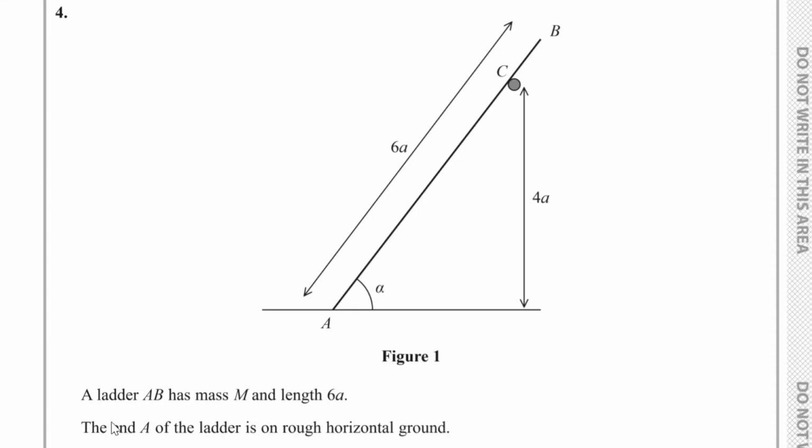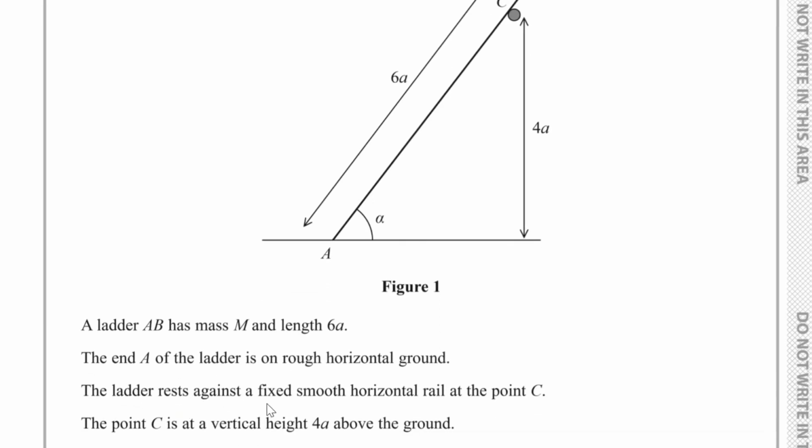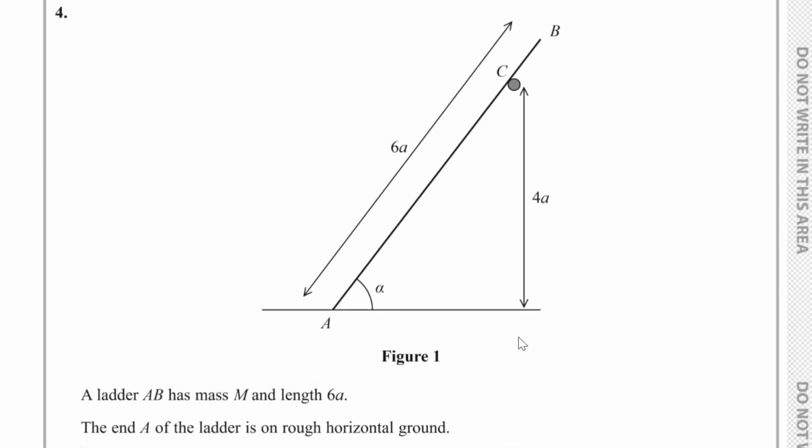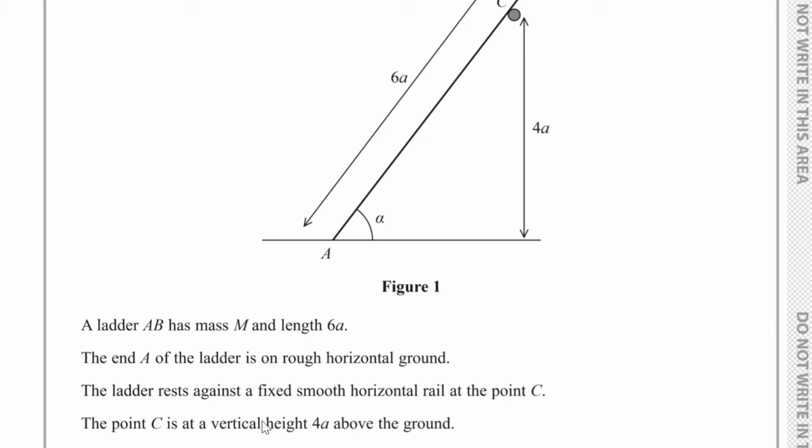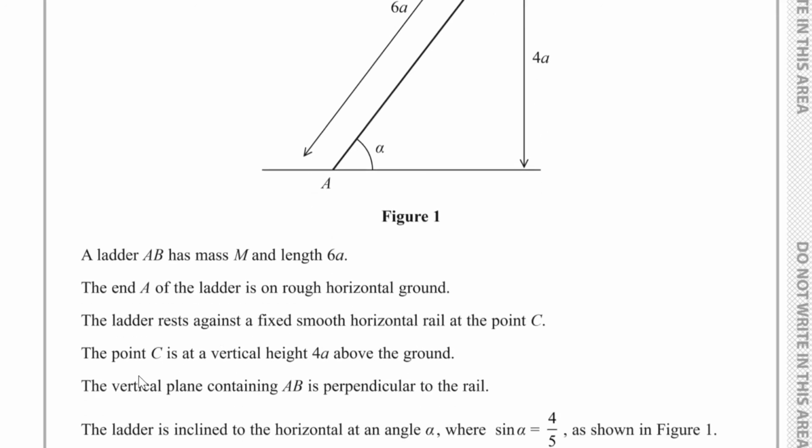Question number 4. A ladder AB, as shown here, has mass m and length 6a. The end A of the ladder is on a rough horizontal ground. The ladder rests against a fixed smooth horizontal rail at C. And the point C is at a vertical height of 4a above the ground. The vertical plane containing AB is perpendicular to the rail.